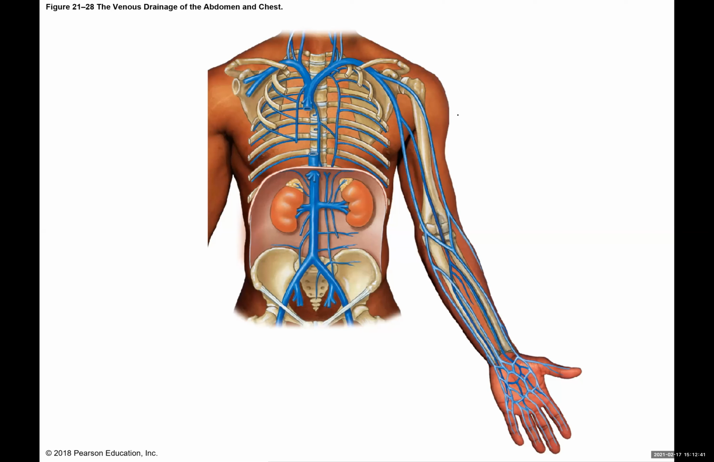Remember, these are the vessels that carry the blood from the body back to the heart, and as such, it is transporting deoxygenated blood, and so we see that represented here by the blue color.